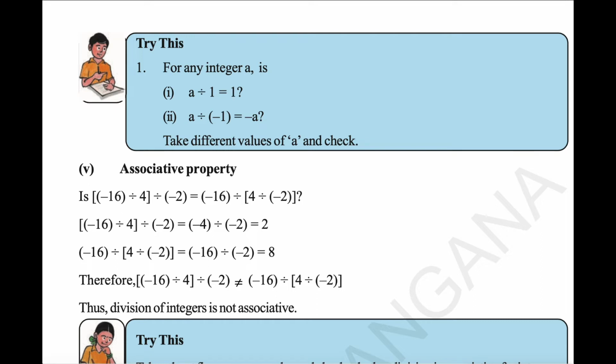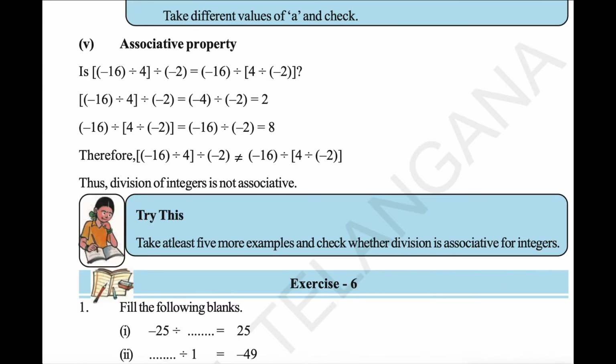Associative property. Are minus 16 by 4 by minus 2 and minus 16 by 4 by minus 2, grouped differently, equal? The first one I am talking about. No, both are different. You can see, in one case you got 2, in another case you got 8. So division of integers is not associative.